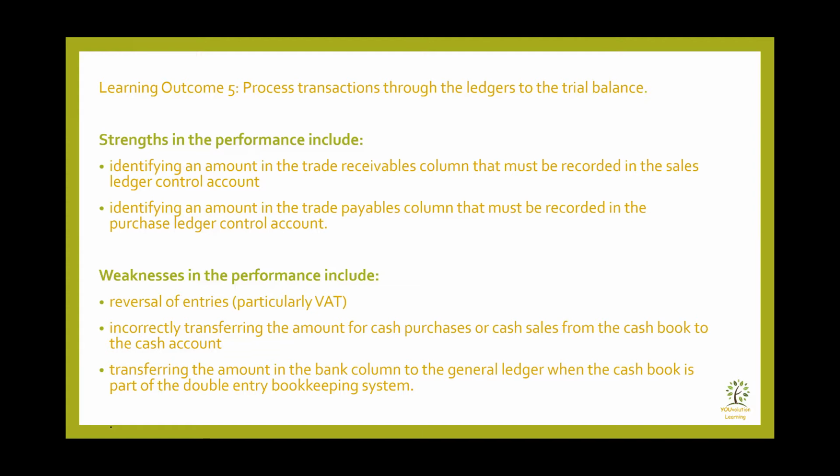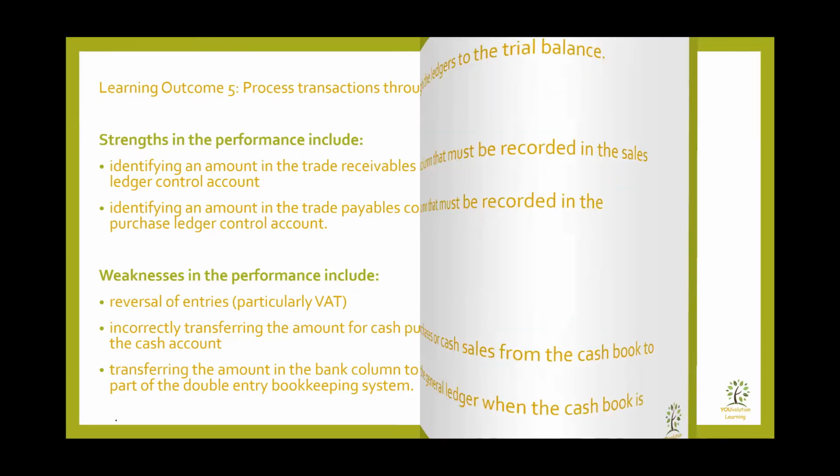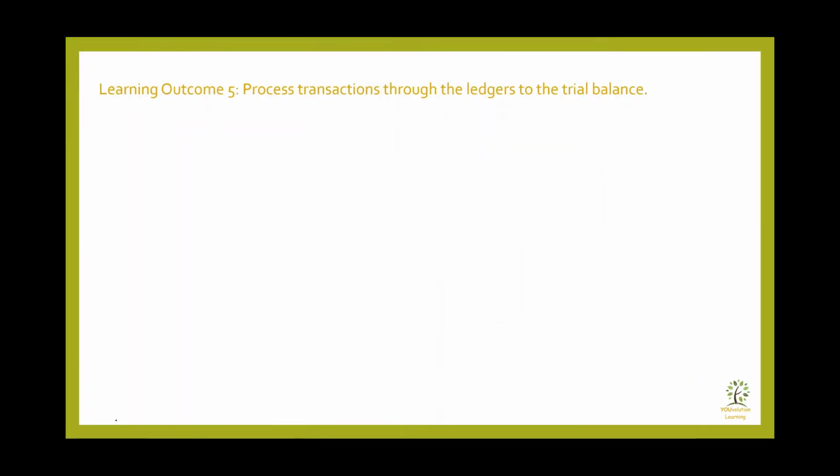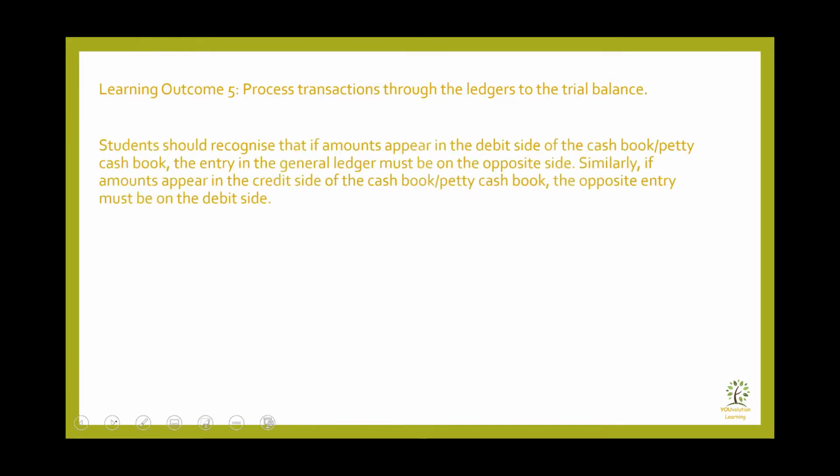The examiner lets us know we've got the reversal of entries, particularly VAT. That's when we come to post the other side of the VAT column into the VAT account. We've also got incorrectly transferring the amount of cash purchases or cash sales from the cash book to the cash account, and also transferring the amount in the bank column to the general ledger when the cash book is part of the double entry bookkeeping system. And what that means is if the cash book is part of the double entry bookkeeping system, then we don't need to do the cash column or the bank column. And I'll show you that, and I'll break that down for you in this video.